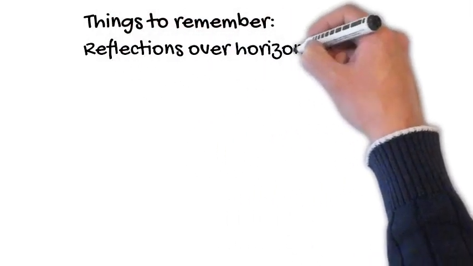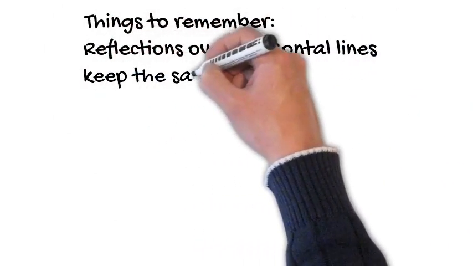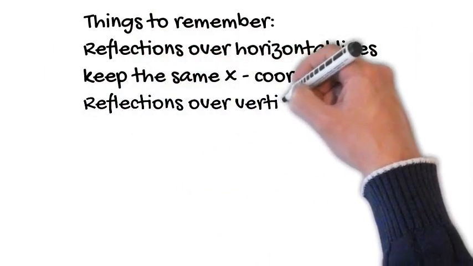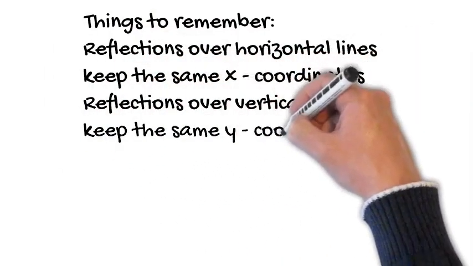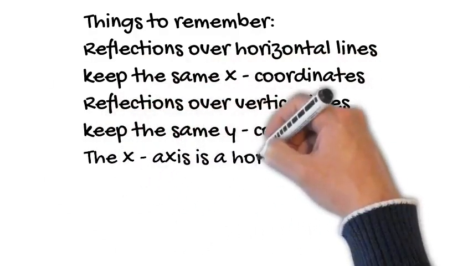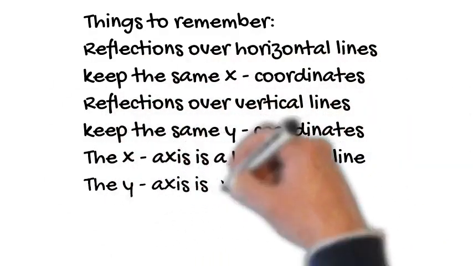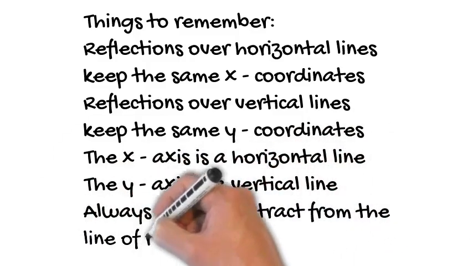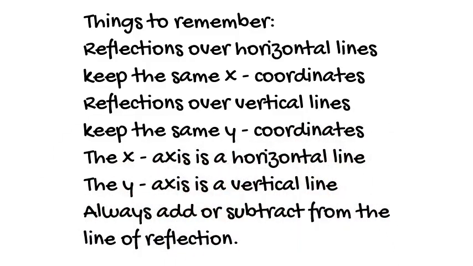Things to remember are, remember that reflections over horizontal lines keep the same x coordinates, and reflections over vertical lines keep the same y coordinates. The x-axis is a horizontal line, and the y-axis is a vertical line. And then finally, always add or subtract from the line of reflection.